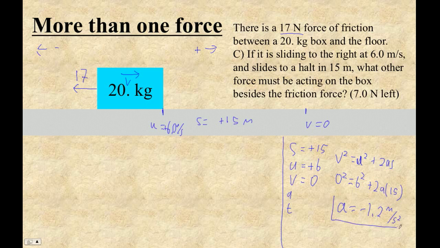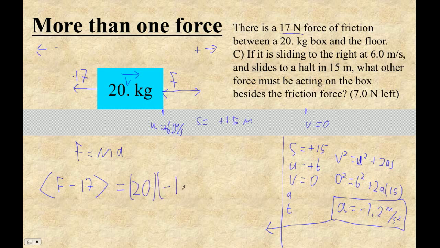And then we just take this, and we cross the blood-brain barrier, and we're going to use that in a little F equals ma equation. So let's set up our forces. F equals ma. Our unknown forces are F, and the 17. Since it's sliding to the right, the friction force will be to the left. And then we've got this unknown force. So that's all we have. We've got force minus 17 equals 20 times negative 1.2.